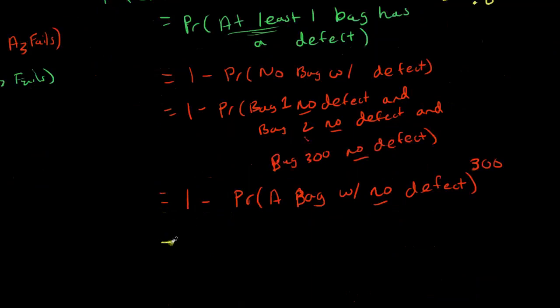So I have this equals 1 minus 0.8 to the 300th power. Let's see if my calculator will do this. Raise it to the 300th power.